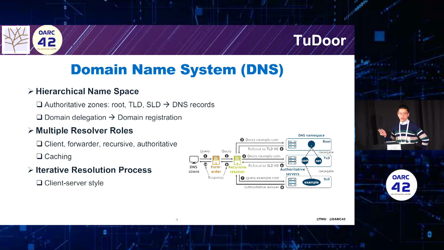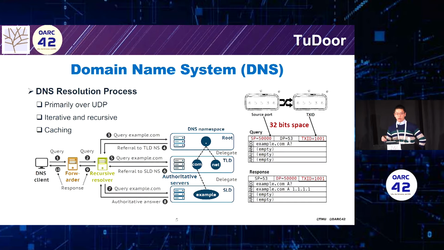We also involve cache mechanisms to speed up the whole resolution process, and it is also iterative. For example, if we have example.com to be resolved, we first go to the root server, then the TLD, and finally the SLD. If we have a forwarder, the forwarder doesn't do the resolution itself; it just forwards to the upstream server for the record to be resolved. The resolution process is iterative and recursive, primarily over UDP, which is DO53, and it has caching.